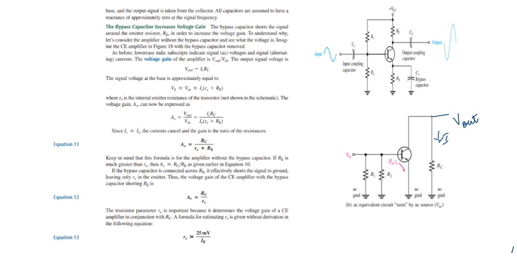What is VB? VB is nothing but V in. VB is nothing but the base current into (re plus RE). Okay. So what is the voltage gain? Voltage gain is V out by V in, output by input. So if you divide these two, we will be getting this: RC by (re plus RE).